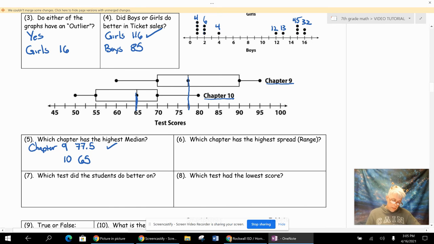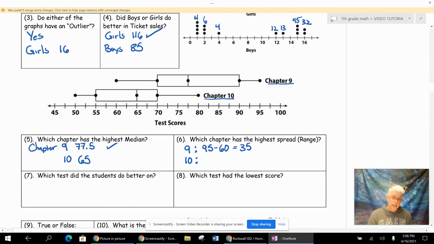Let's look at the next one. The highest spread. Now, spread is the range. So we have 9 and 10. I'm just going to not write the word chapter there, save us a little bit of writing. Let me erase these other lines here. Chapter 9, I'm going to go all the way out here to the dot. That's 95. And all the way to this dot, that's 60. 95 minus 60 is 35.